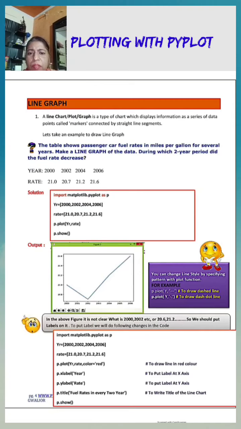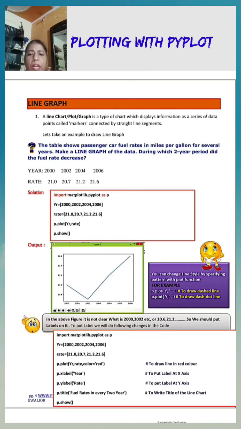See, the two data series we have, one is year and another is rate. In year we have 4 years: 2000, 2002, 2004, 2006. And in rate you can see 21.0, 20.7, the rate per gallon is there. Now you can see in the box, the red boundary box, the code is written.